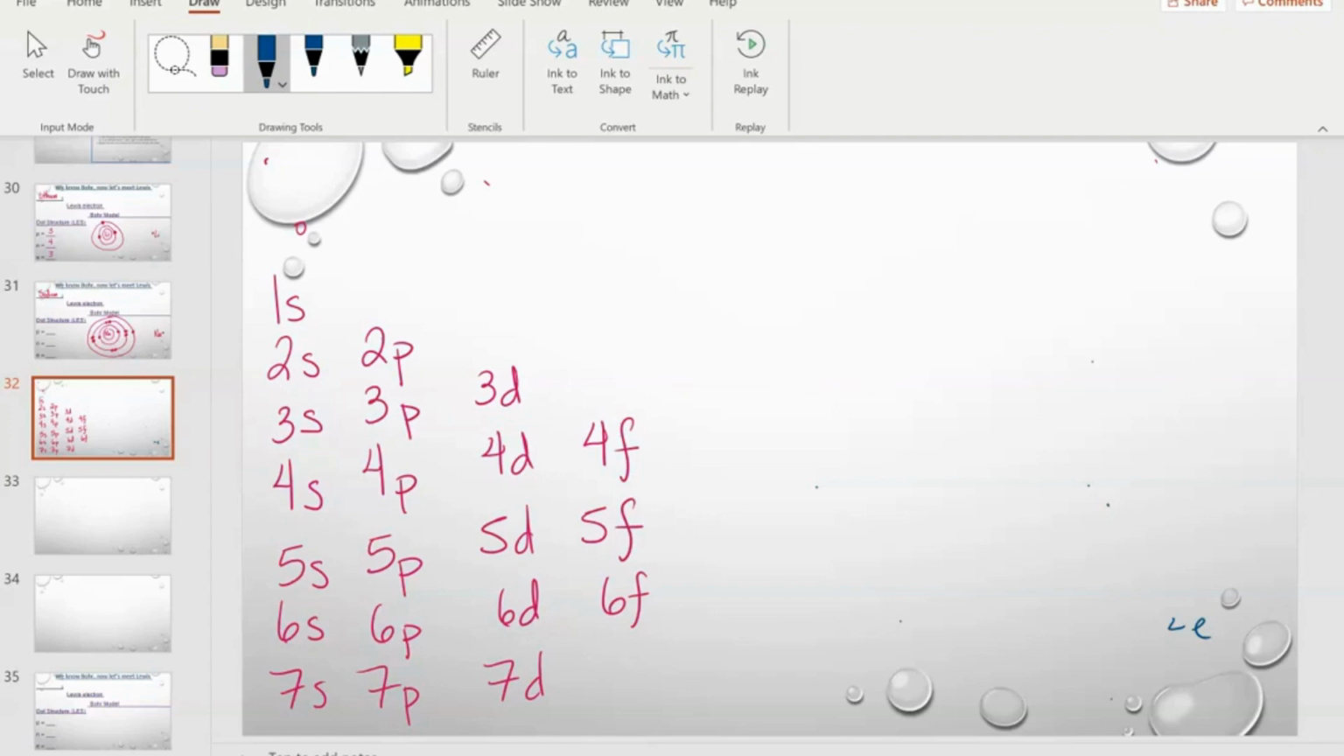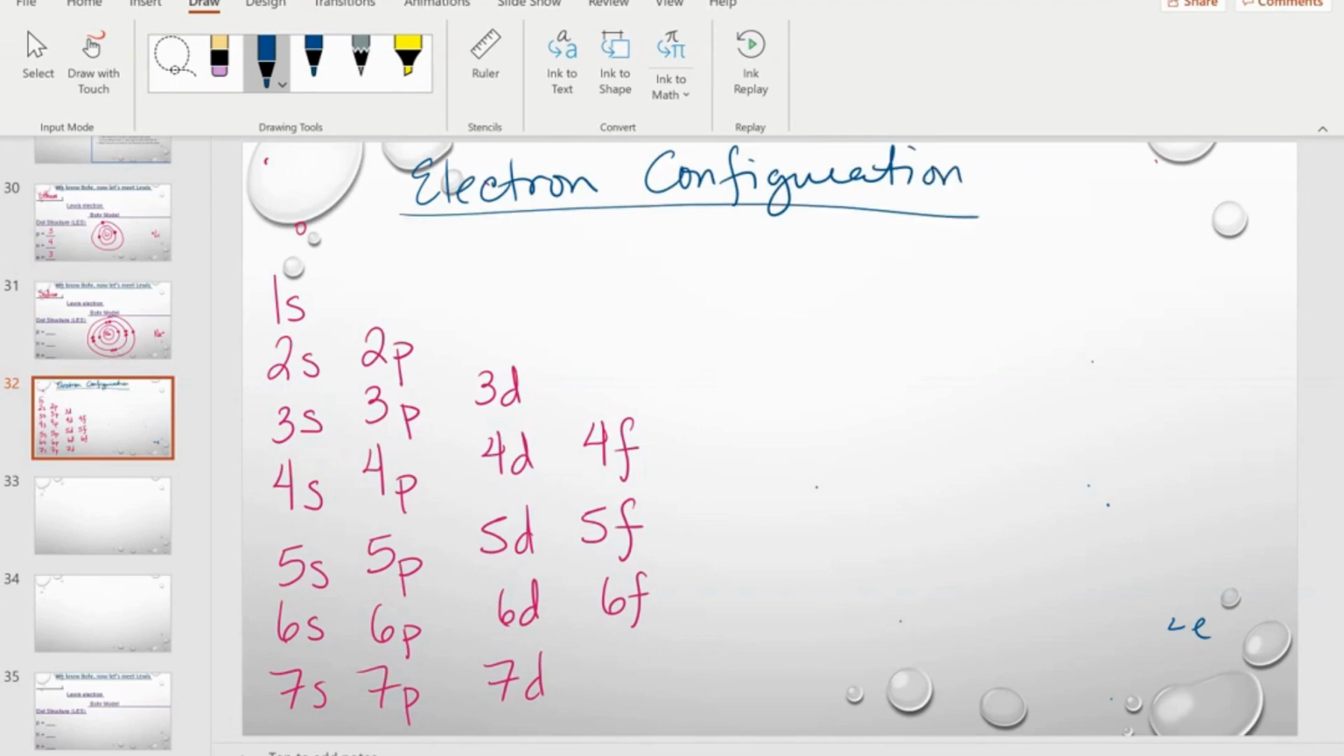Configuration for the first 4 elements. So here we're going to really expand and think about what would it look like to do more complex elements that have more electrons. So for instance, let's take a look at oxygen as a starting point.